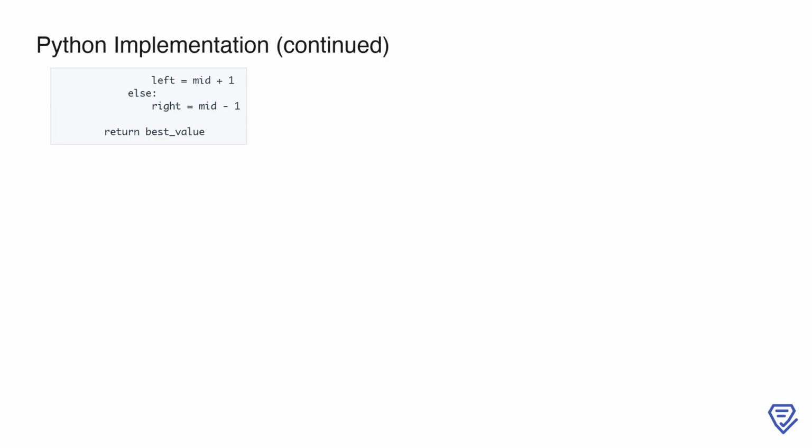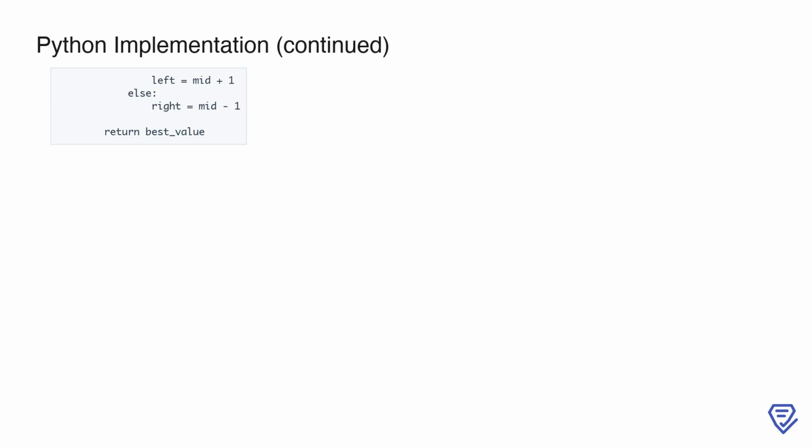Once the loop concludes, we return the best_value that we identified during the process. This value represents the mutation value that leads to the sum closest to the target. This binary search approach ensures an efficient solution, as it reduces the search space logarithmically while maintaining accuracy in finding the optimal mutation value.